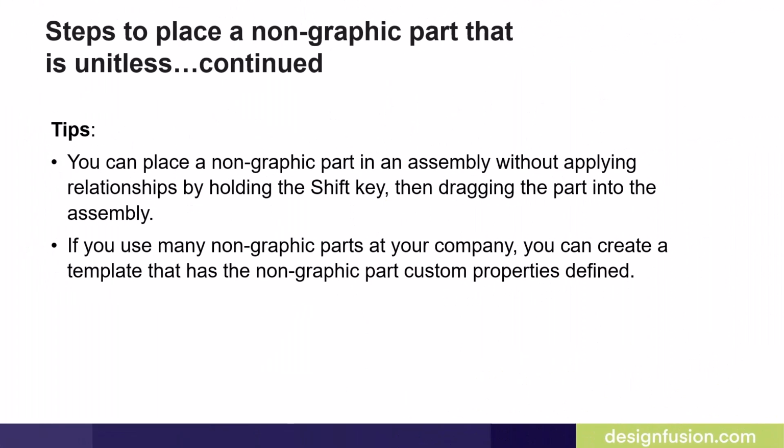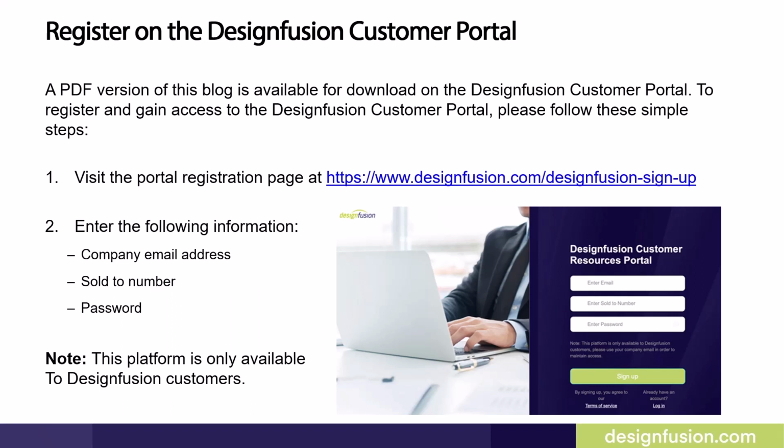And just a reminder that you can place a non-graphic part in an assembly without applying relationships by holding the Shift key, then dragging the part into the assembly. If you use many non-graphic parts at your company, you can create a template that has the non-graphic part custom properties defined. A PDF version of this blog is available for download on the Designfusion customer portal.